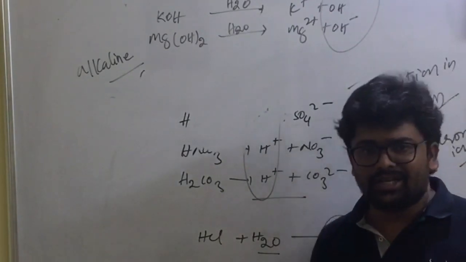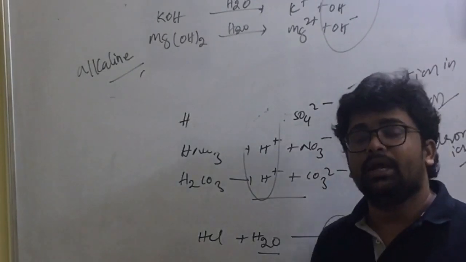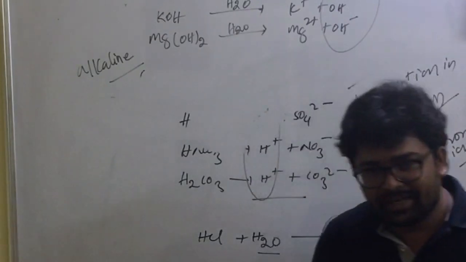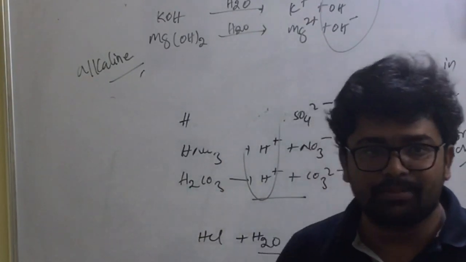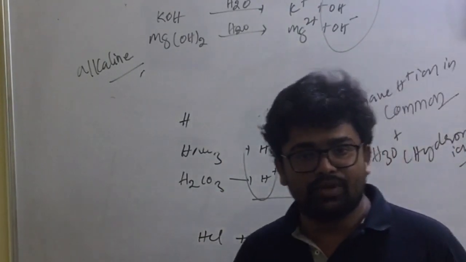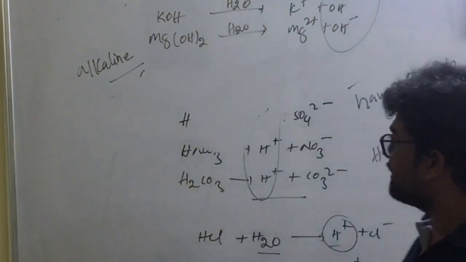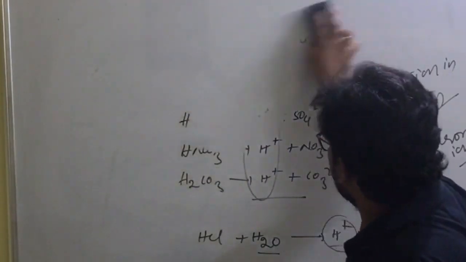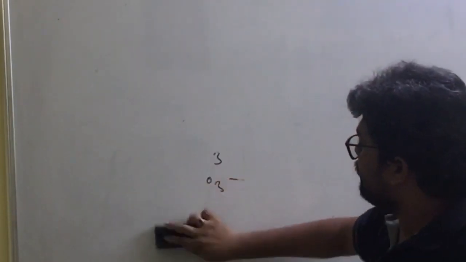Okay, is it clear, children? So what do acids and bases have in common? Acids have H plus ions in common and bases have OH minus ions in common. Now how do we identify the strength of acids and bases? We have strong acid, weak acid, strong base and weak base. How do we identify which is a strong acid and which is a weak acid? The strength of acids and bases can be known with the presence of H plus and OH minus ions.